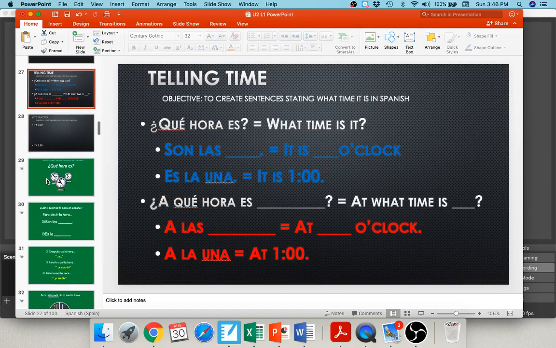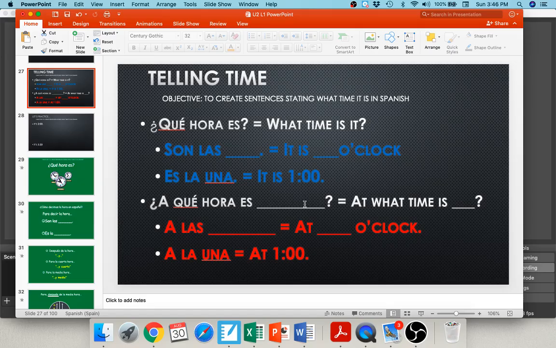Next, I want to hop into telling time in Spanish. And telling time is one of the most important things you'll learn how to do this semester, and it combines a lot of these things you already know. We're going to use a ser word, which you learned back in chapter 1.